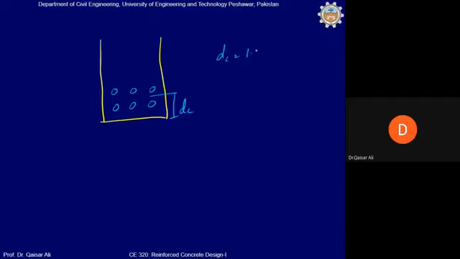DC will be equal to 1.5 inch, which is clear cover, plus dia of stirrup, which is 3/8 inch, plus dia of this bar, which is 1 inch, plus half the clear distance between these two bars, which is 1.5 divided by 2. So calculate DC quickly, well done. It is coming 3.6 inches.